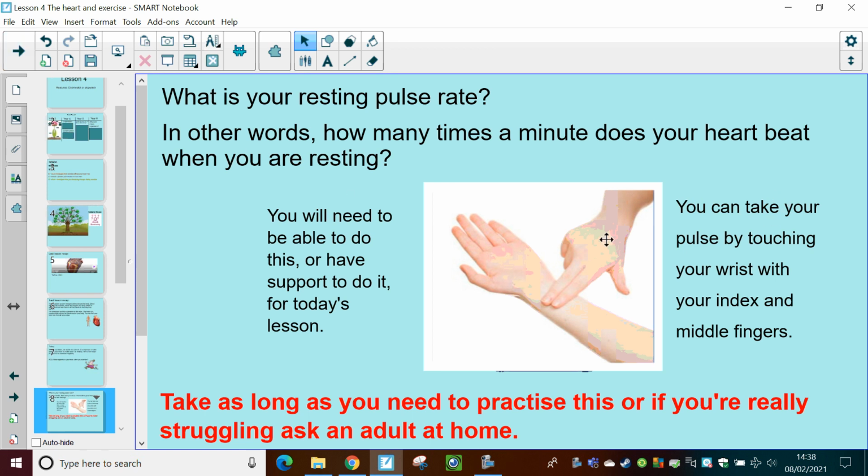Take your pulse by touching your wrist with your index and middle fingers, okay? And as you place your fingers on your wrist, I tend to need quiet for this, so I can just really concentrate. You should just feel a little beat in your wrist, just boom, boom, boom. Okay? So pause the video, take as long as you need to practice that. Again, if you're really struggling, you can ask an adult at home. Once you are able to do that, let's move on.